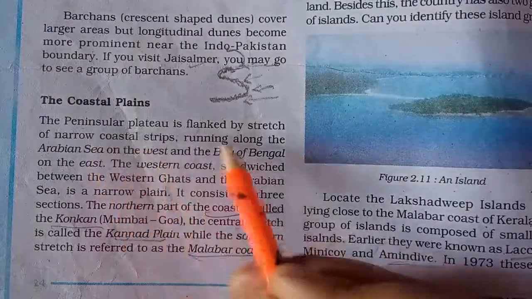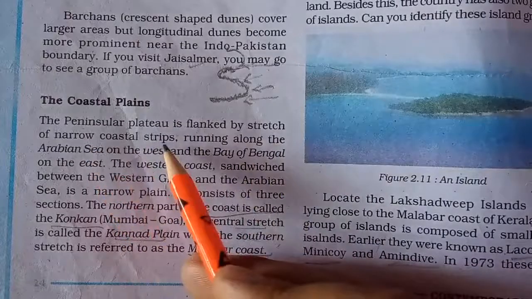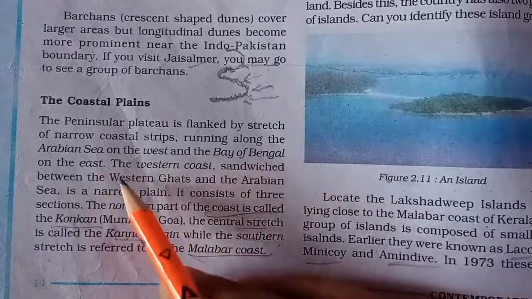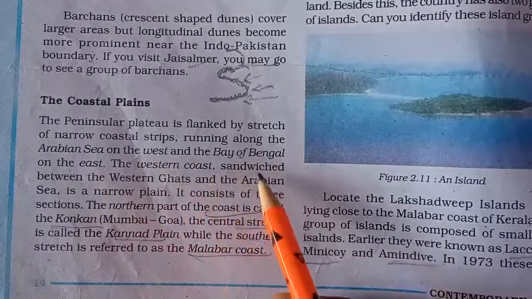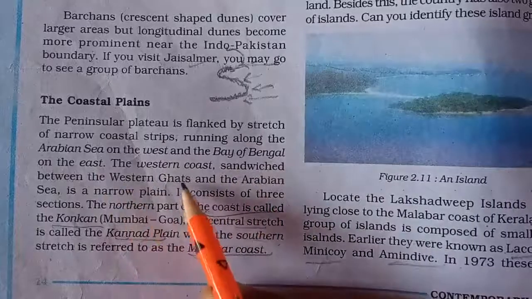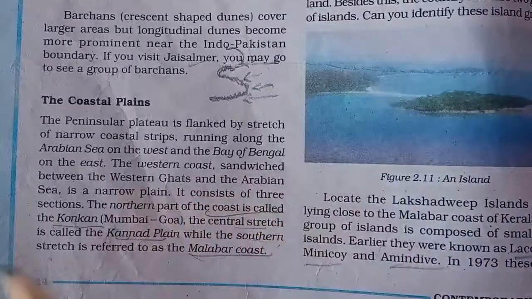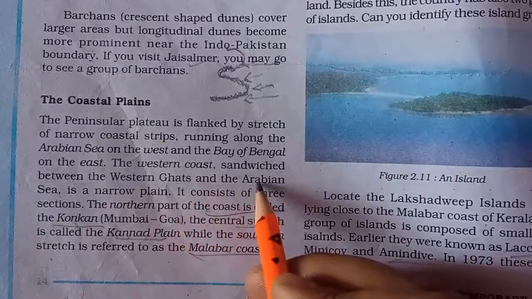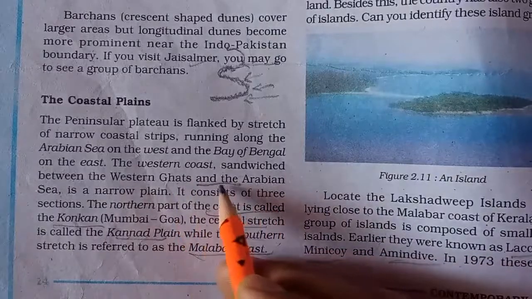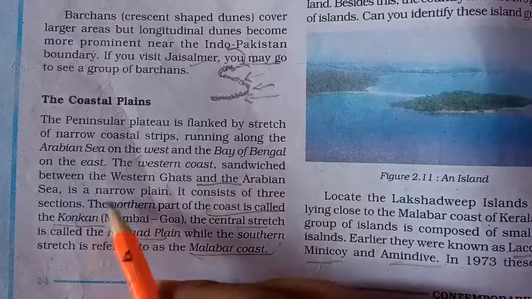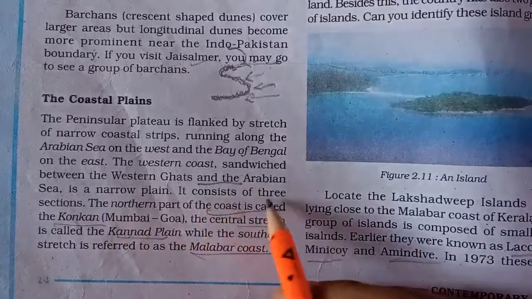The peninsular plateau is flanked by a stretch of narrow coastal strips running along the Arabian Sea in the west and the Bay of Bengal in the east. If you see the western coast, it is like a sandwich between the Western Ghats and the Arabian Sea. One side is the Western Ghats, the other side is the Arabian Sea, and the plain area between them is called the western coastal plains. It consists of three sections.